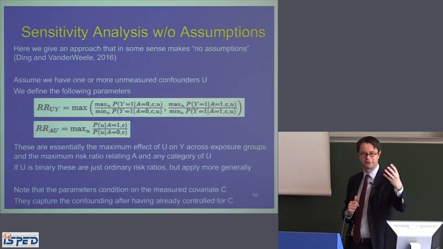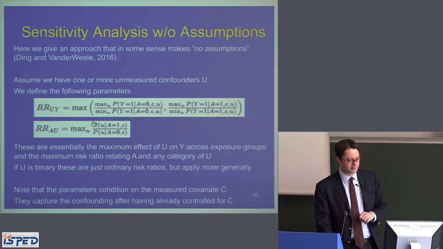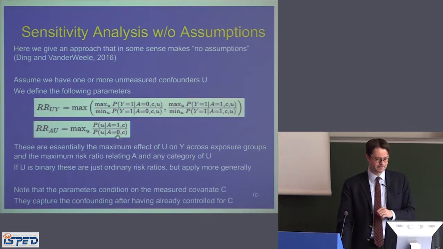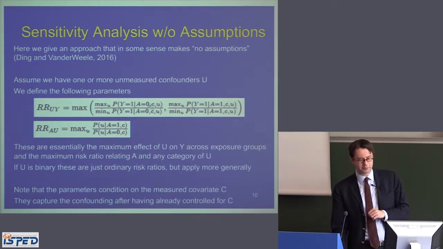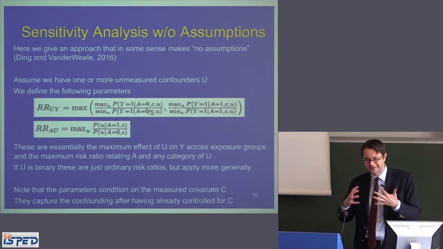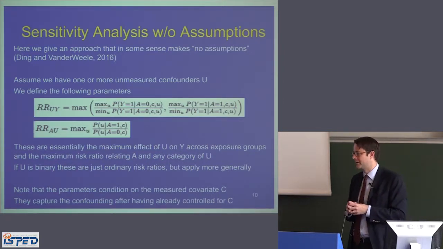What about level 5? What about level 4? What about level 3? And we take the maximum of those risk ratios. Again, if U is just binary, this is a regular risk ratio. Both of these parameters are conditional on measured covariate C as well, so this is essentially the residual confounding having already adjusted for the measured covariate C.